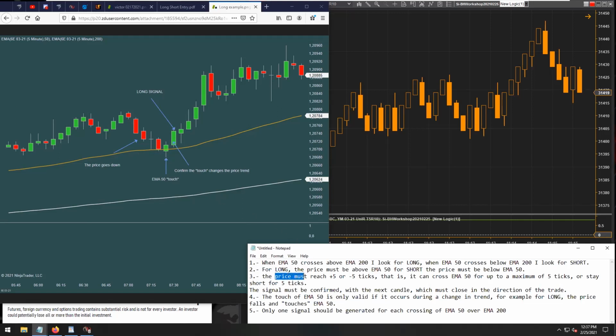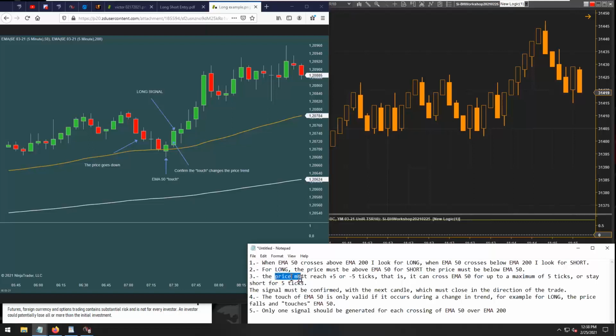Problem is, it just says price must reach +5 to -5 ticks. Thing is, we don't know what price is. Which price? Is it the closing price? Is it the low of the bar or the high of the bar? That kind of information we don't know. So I'm just going to use, I guess, the closing price. We'll just use the closing price of the bar for this.